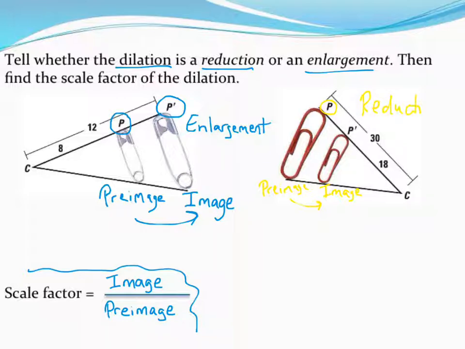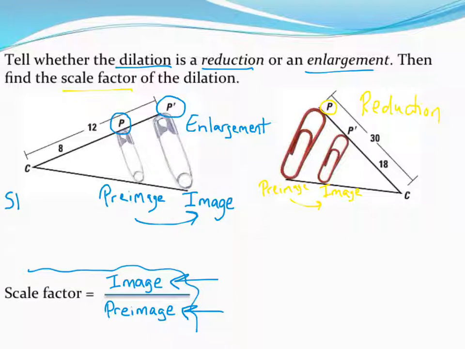Well, the second part of this is then figuring out what the scale factor is. How much have we enlarged or reduced our figure by? And to do that, we'll use this formula that I've written down at the bottom. We're going to take some measurement of the image and divide it by that corresponding measurement of the pre-image. Now, if you forget to do it in this order and divide the wrong way, I'll show you a way that we can double check that once we get our answer.